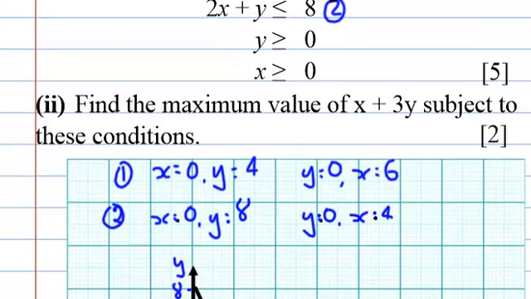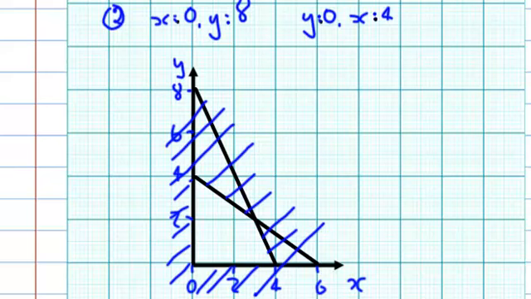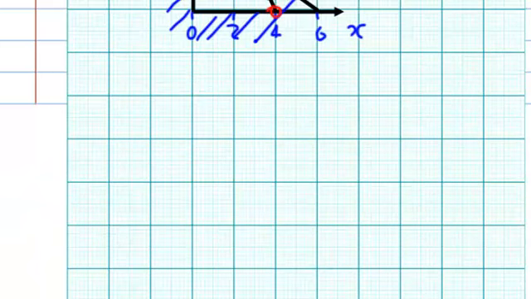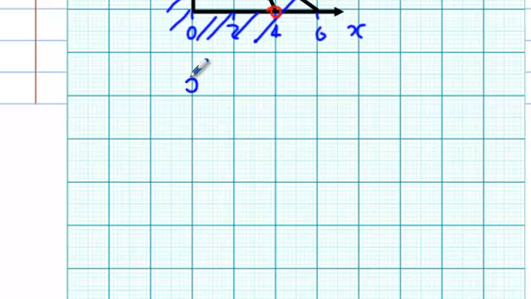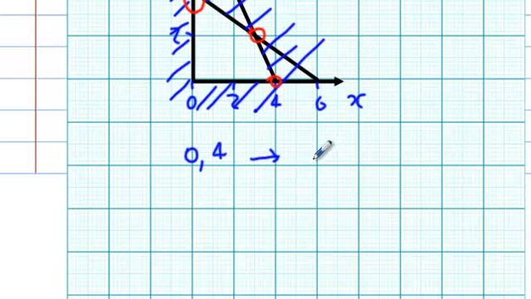For part 2, find a maximum value for x plus 3y subject to those conditions. So subject to these conditions, the key points are going to be here, here and here. So I need to use those and put them into that function and check. So I've got a point of 0,4, which was the value up here. If I put that into the function that's given, then that gives me a solution of 12.